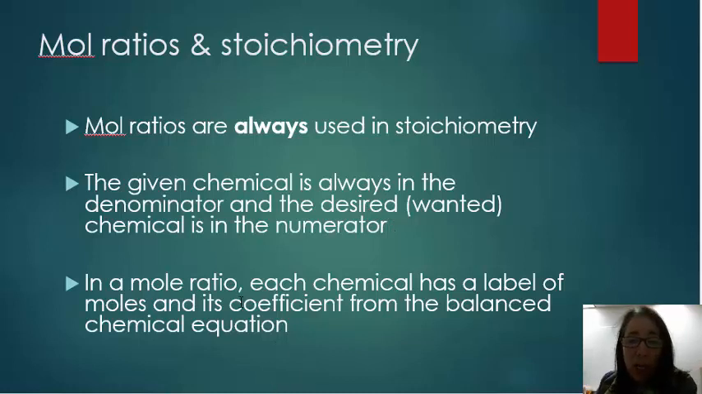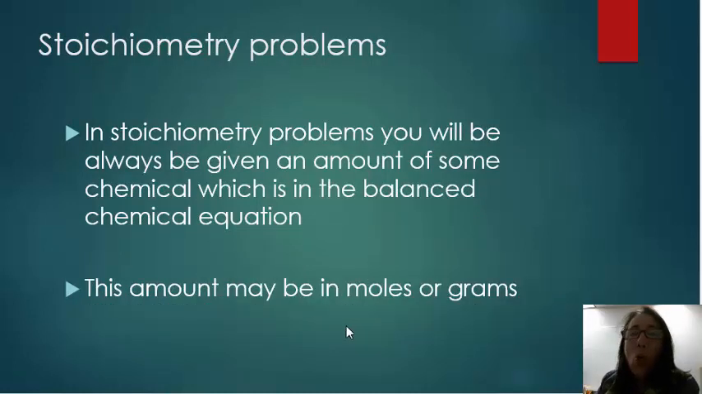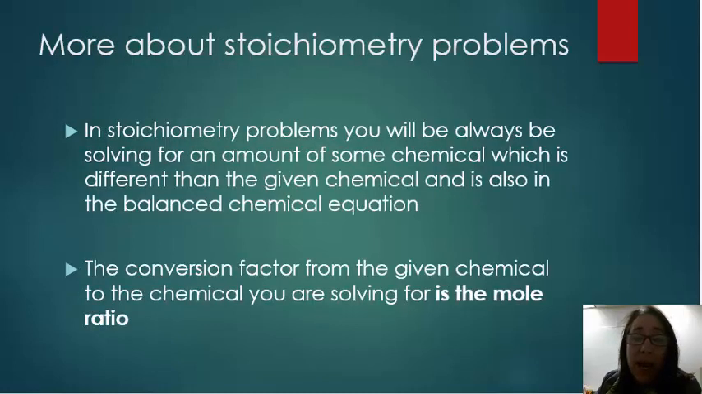So as I already pointed out, in a mole ratio, each chemical has a label of moles and the coefficient from the balanced chemical equation, and each chemical is represented by its chemical formula. So what is stoichiometry? Well, we'll be going through some examples pretty shortly, but in stoichiometry problems, you will always be given an amount of some chemical which you can find in the balanced chemical equation. And this amount may either be in moles or in grams. And in stoichiometry problems, you will always be solving for an amount of some chemical which is different than the chemical that you were given, but is also found in the chemical equation.